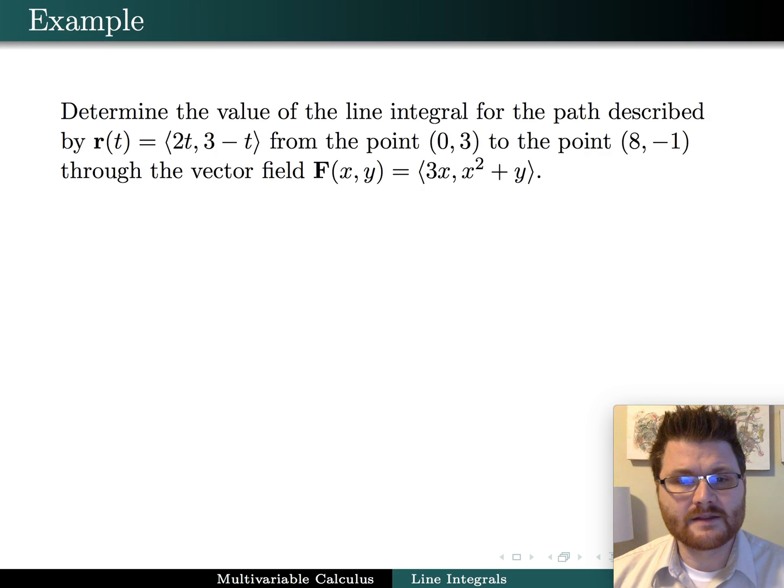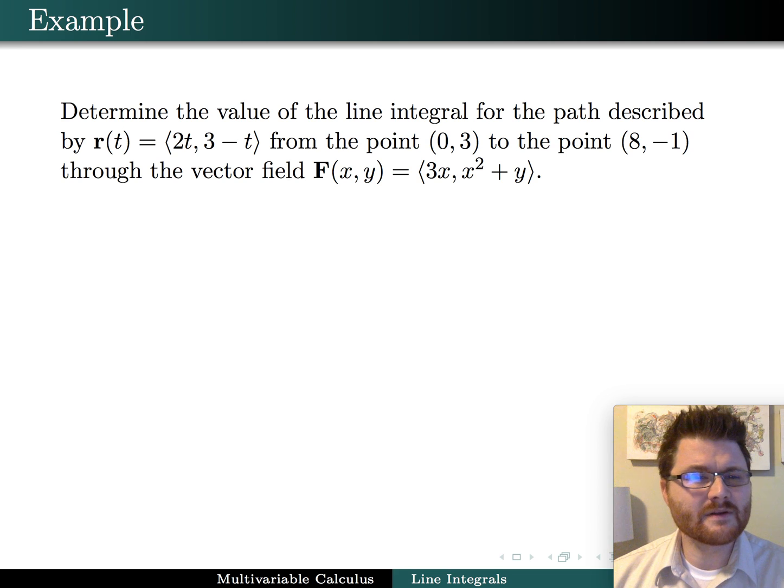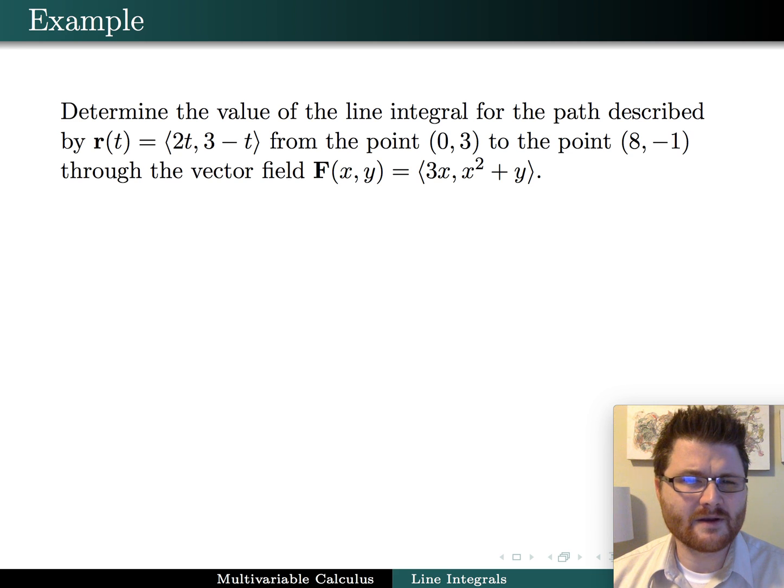Okay, so let's look at an example. Given the vector valued function which describes our oriented path with x component 2t and y component 3 minus t, so given some value of the parameter t, that tells me what my x and y are on the path. And we want to go from the point (0, 3) to the point (8, -1). And the vector field we're interested in integrating over is (3x, x squared plus y).